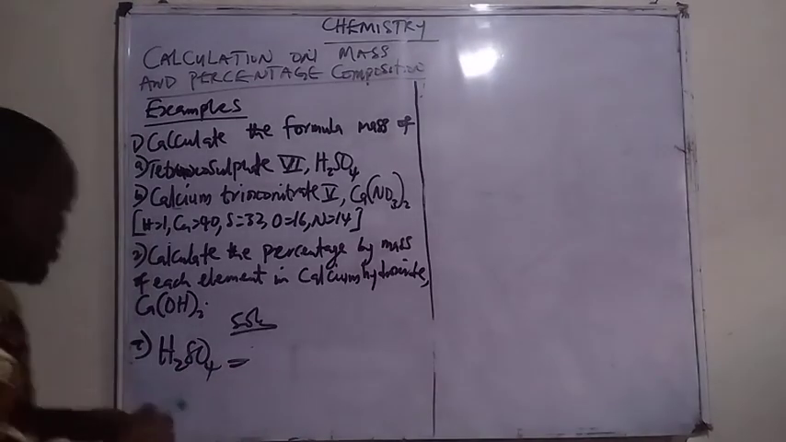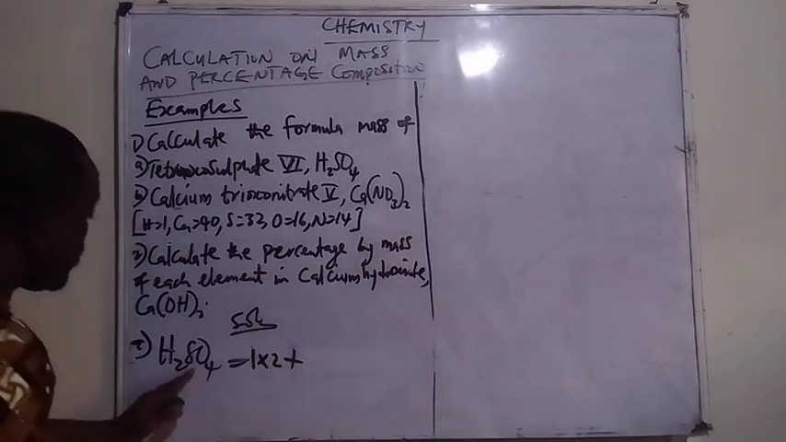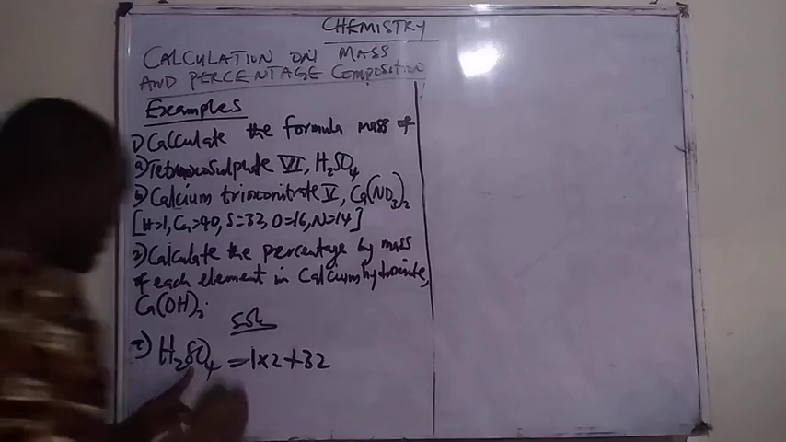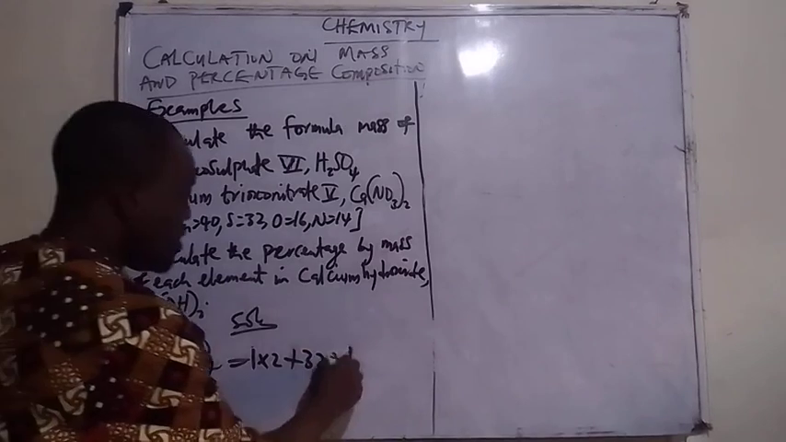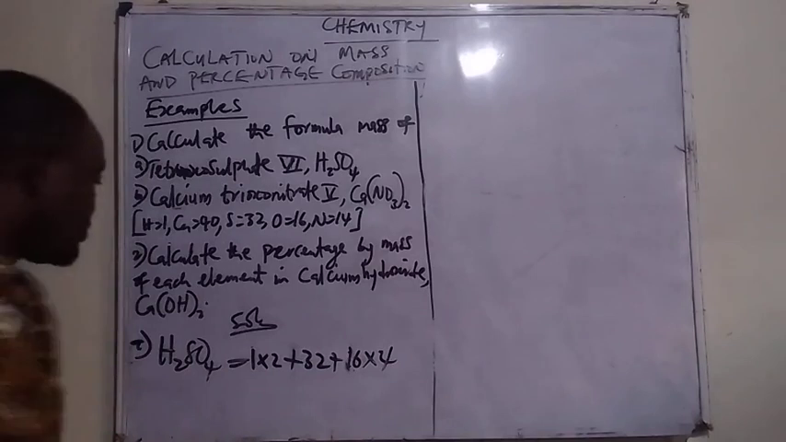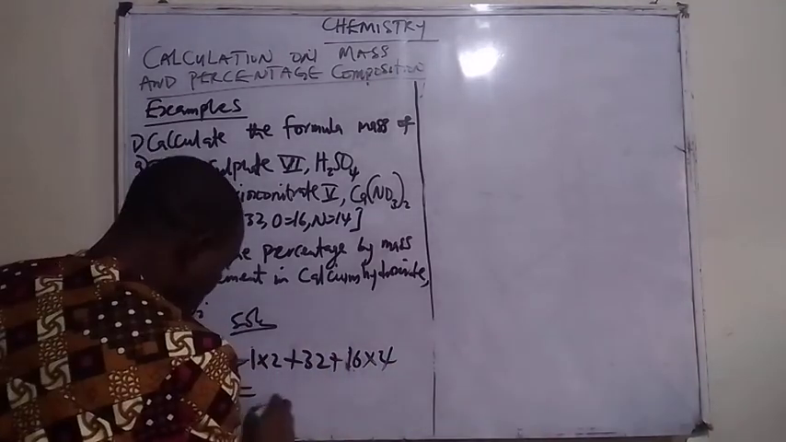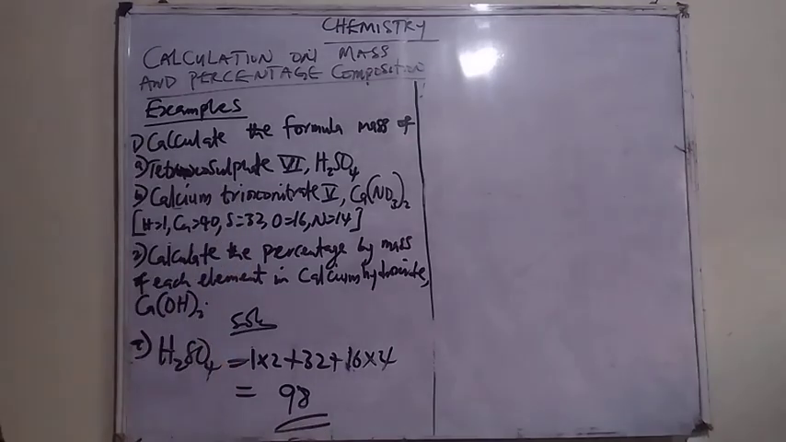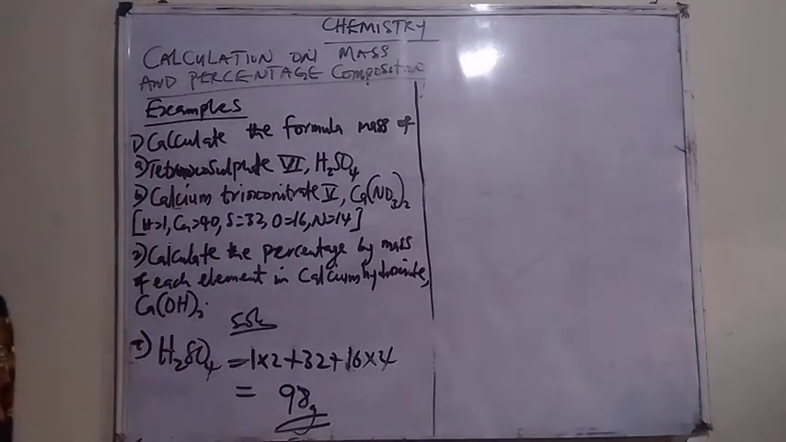So hydrogen is 1 here, so we have 1 times 2, plus sulfur is 32. There's no number attached to sulfur, so we'll solve like that. Plus oxygen is how many? 16 times 4, since there's 4 attached. So at the end of the day, after calculating everything, the answer we have here will be 98. So the formula mass is 98 grams. We are talking about mass, so you must introduce your gram.